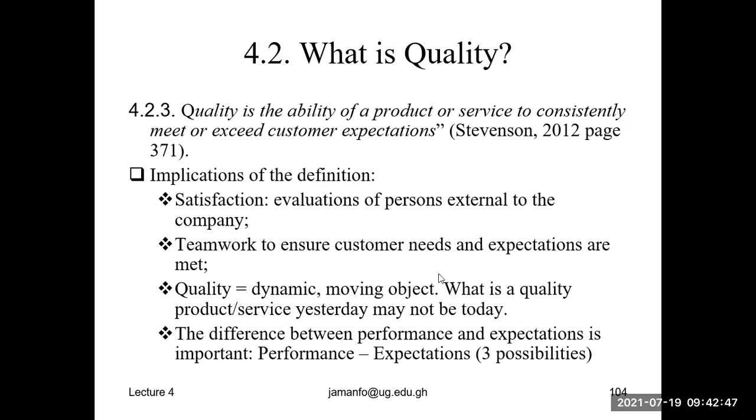Dynamic. It's a moving object. What is quality product or service yesterday may not be quality product or service today. The difference between performance and expectation is important. Now, when we subtract expectation from performance, we have 3 possibilities. But maybe briefly, on quality is dynamic.